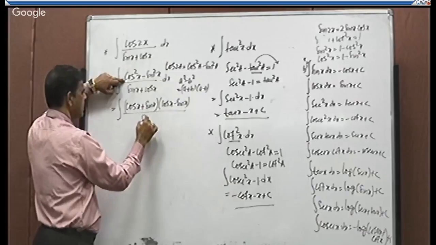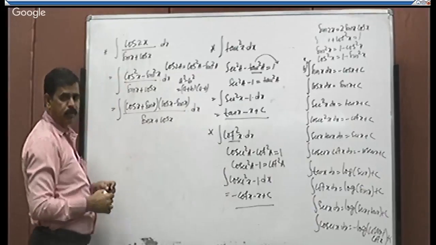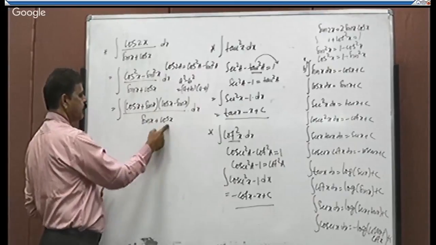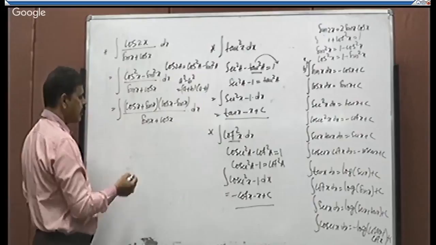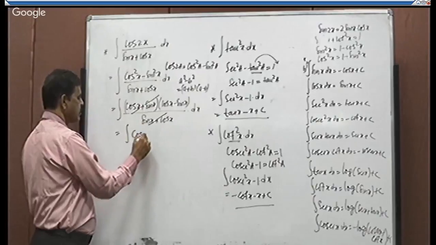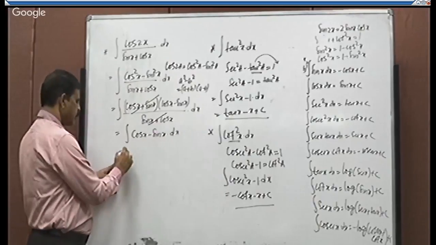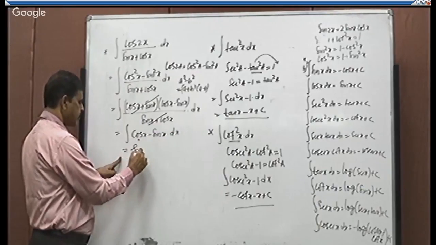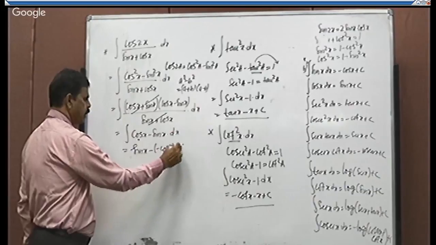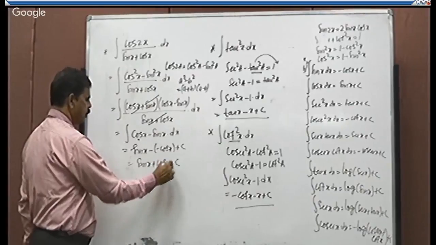All divided by what is there? It is sin x plus cos x. Can you see the common terms at numerator and denominator? So here is cos x plus sin x. This is sin x plus cos x. One and the same. A plus b or b plus a, one and the same. Therefore, you can cancel this. What is remaining? It is cos x minus sin x into dx. Integrate this. Integration of cos x is what? It is sin x. Minus integration of sin x is what? It is minus cos x plus c, or it is equal to sin x plus cos x plus c.